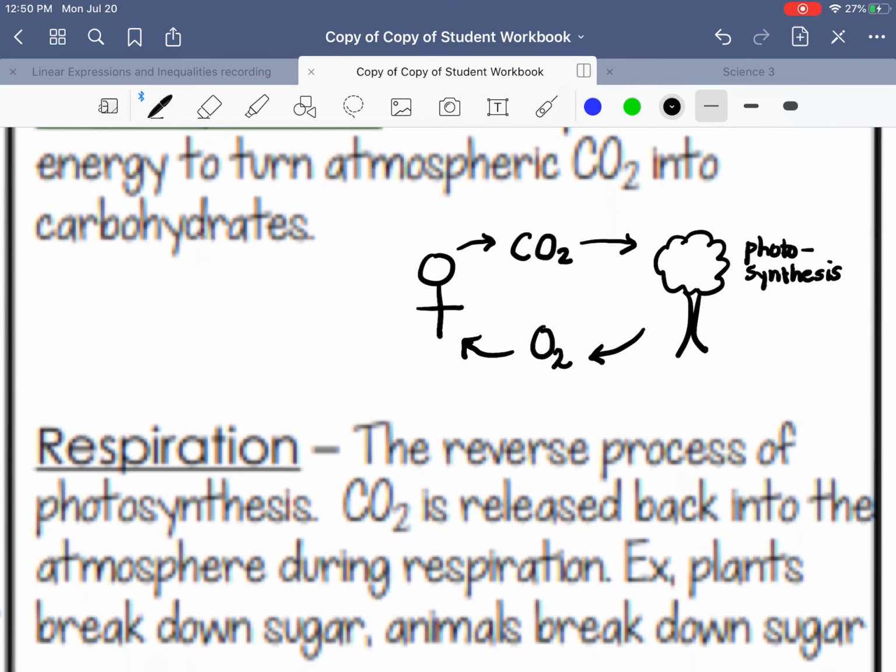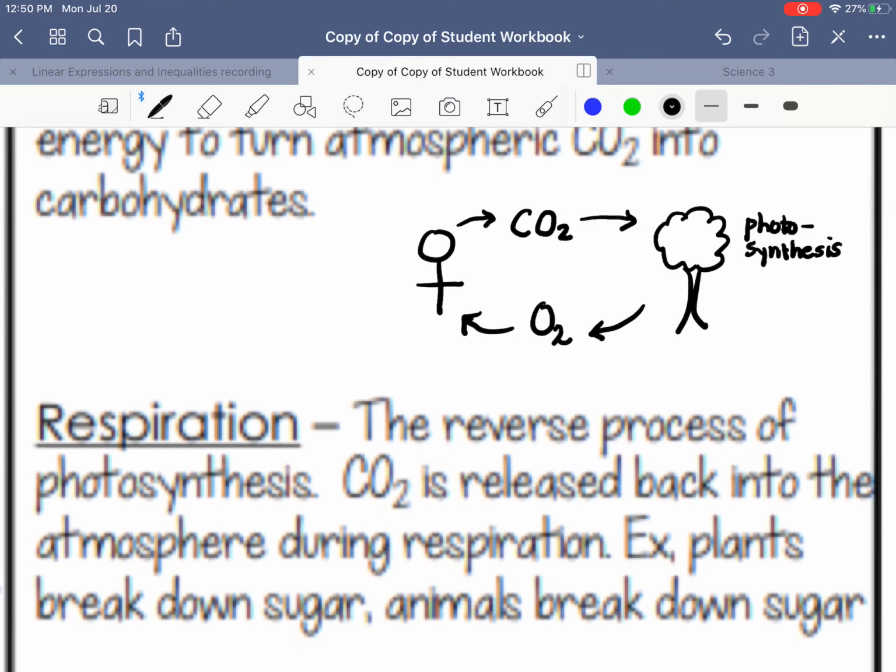Respiration. You're seeing that taking place in this picture as well. John is breathing. That's respiration. Respiration is the reverse process of photosynthesis, where carbon dioxide is released back into the atmosphere during that breathing process.